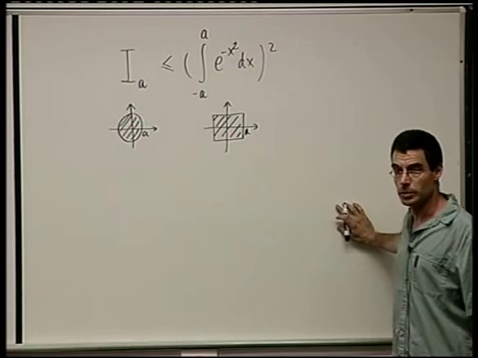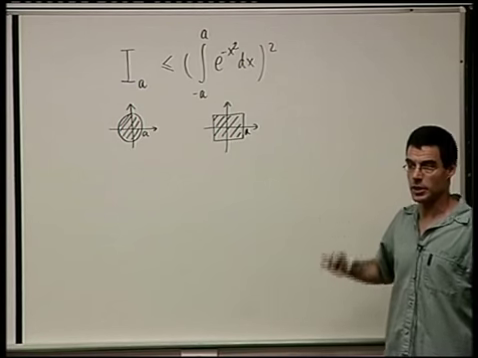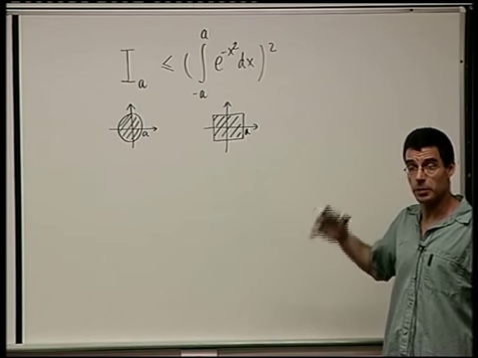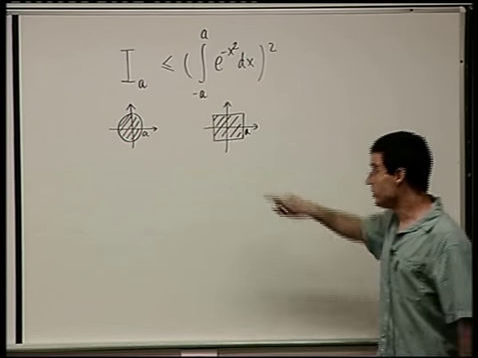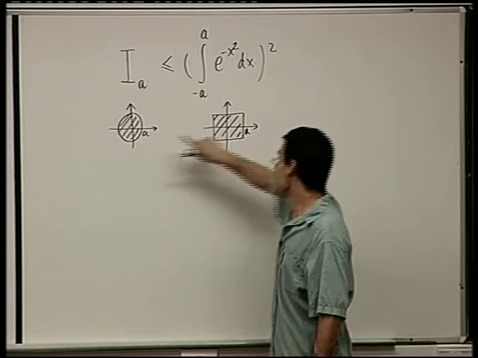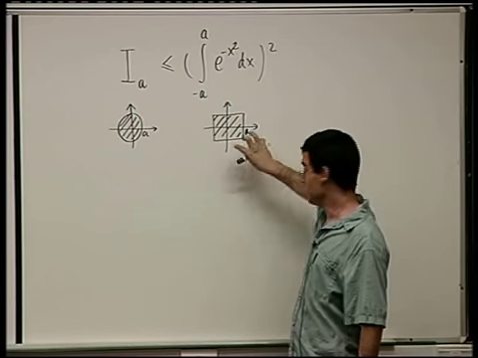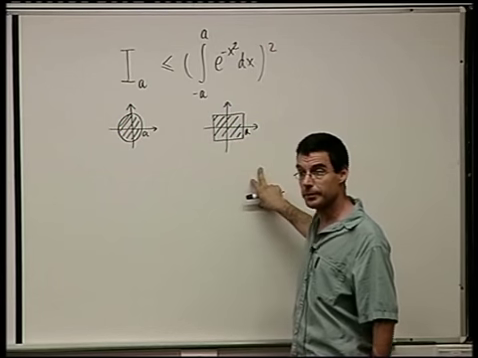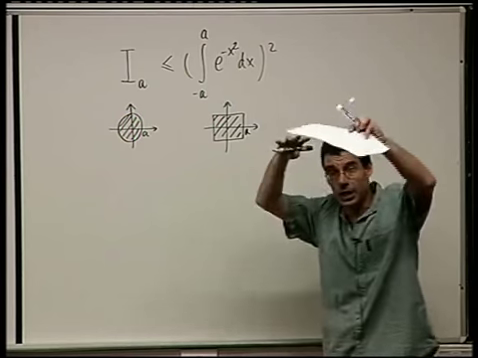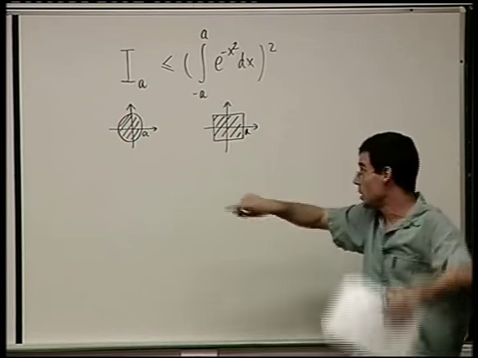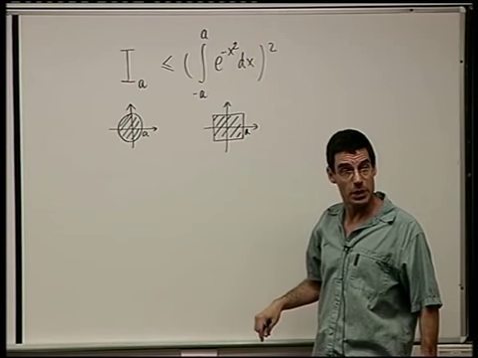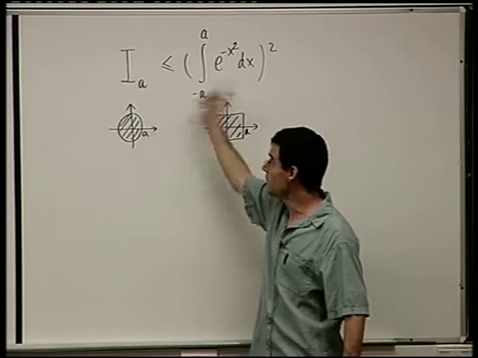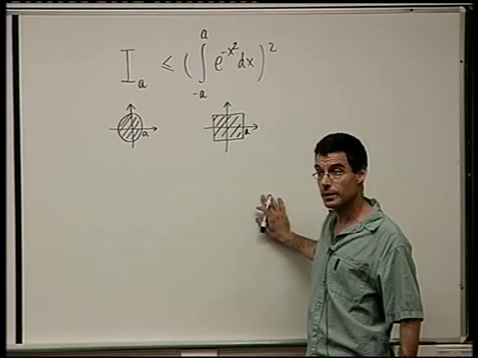Why is that true? It's a positive function. E to the minus x squared plus y squared is a positive function. This domain is contained in this domain, right? The circle sits inside. So when you take the area under the graph of a positive function over a bigger domain, you get a bigger number. Do you agree? So does everybody agree to this inequality? Why is it equal to?